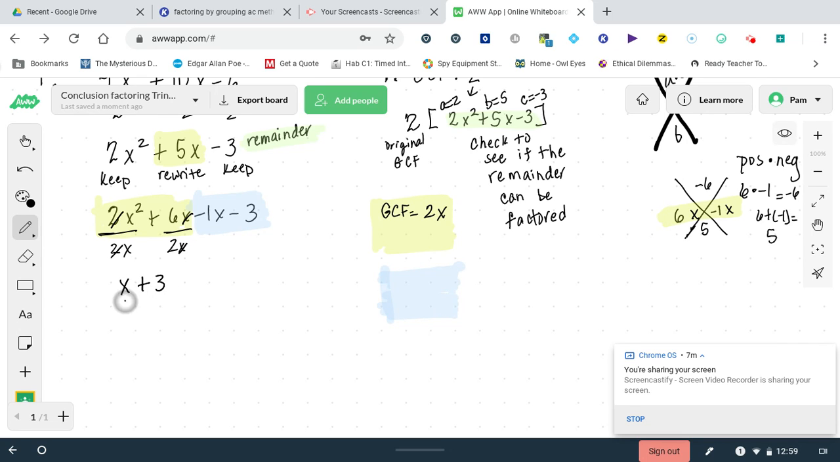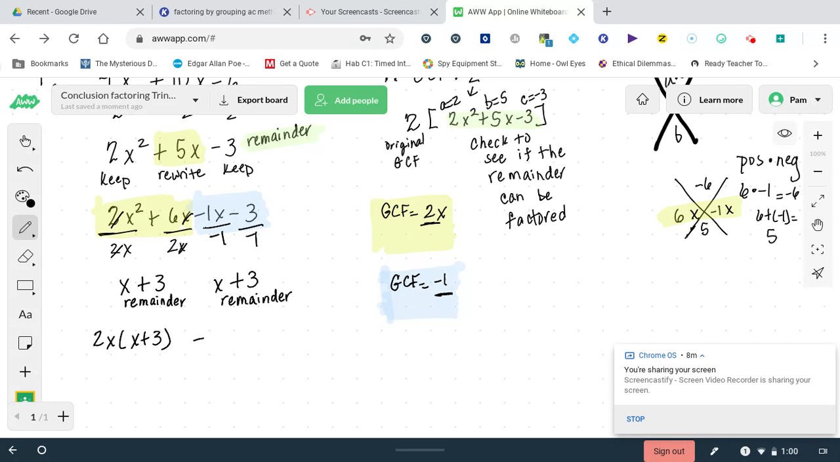Now this is your remainder after you divide there. So what do you do with the GCF? Well, you take this GCF and you write it in front of your remainder, and you put your remainder in parentheses. Then I move on to the blue block. The only thing they have in common is a negative 1. So I divide both by negative 1, and I end up with x plus 3. Now that's your remainder after you divide in the blue block. Okay, so what do you do with this GCF? Well, you attach it to the remainder, negative 1, and the remainder was x plus 3.